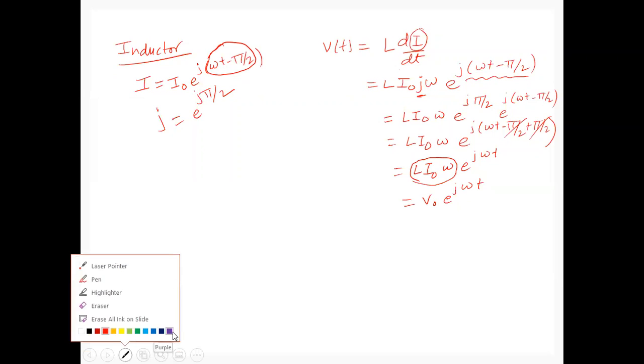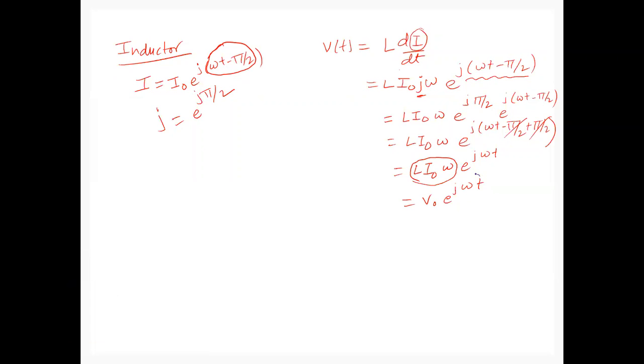So what is the argument of this guy here? This is the argument. Which one is bigger? Omega t is bigger. That's why V leads I. Okay. So we did the inductor. We did the capacitor.